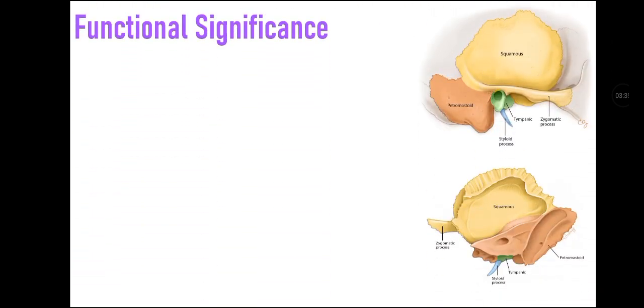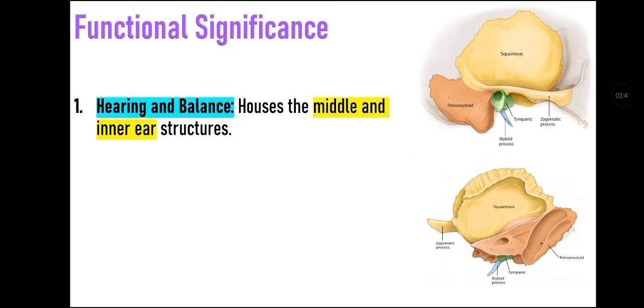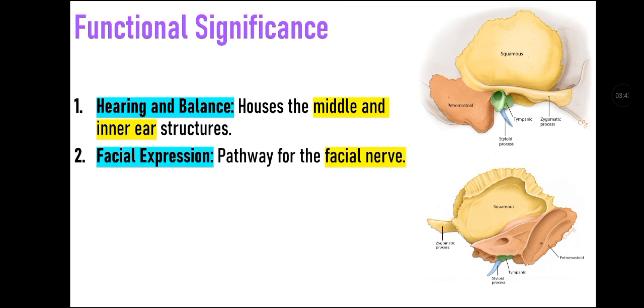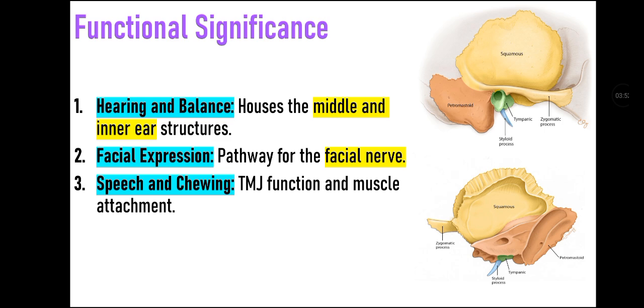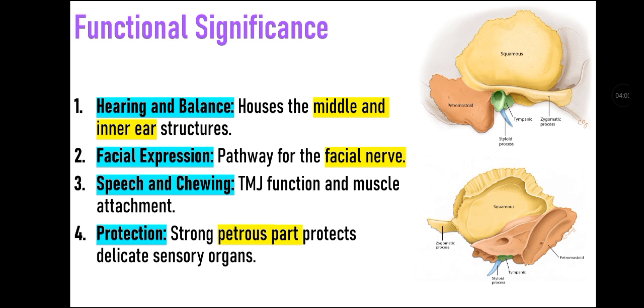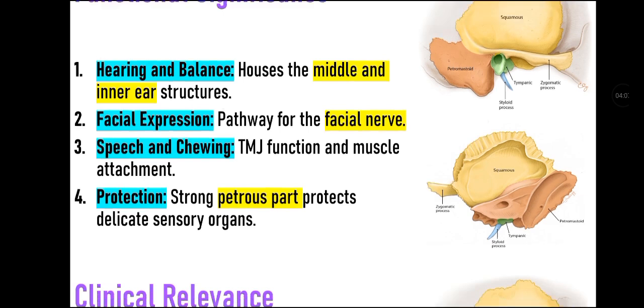Now let's talk about functional significance of temporal bone. First functional significance is hearing and balance. It houses the middle and inner ear structure. Second functional significance is facial expression as it is the pathway for the facial nerve. Third significance is speech and chewing as it has TMJ function and it has muscle attachment for the mastication and chewing. Next is protection as its strong petrous part protects delicate sensory organ.